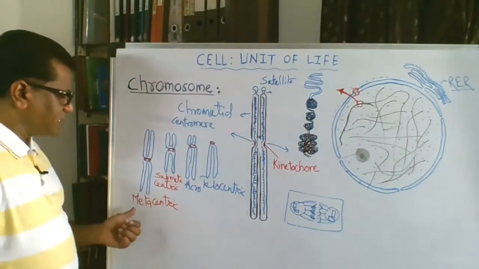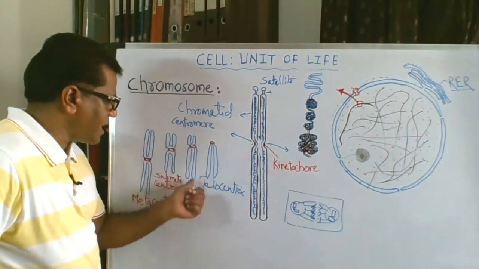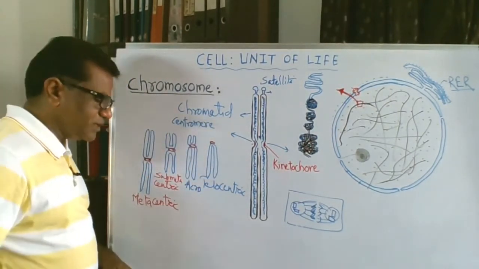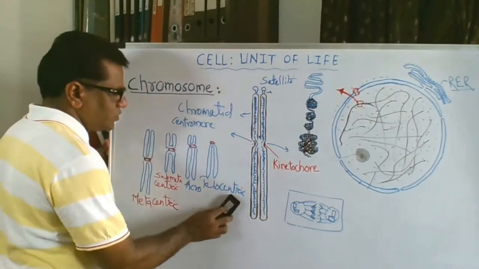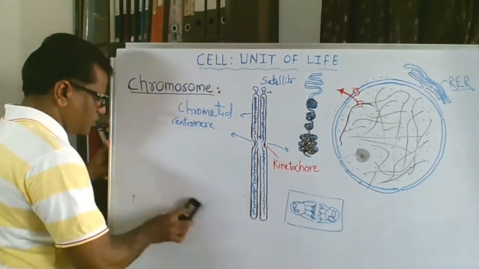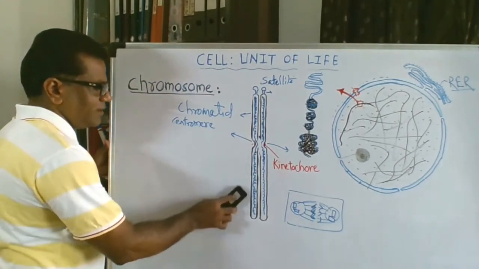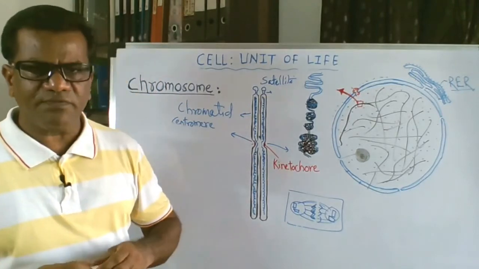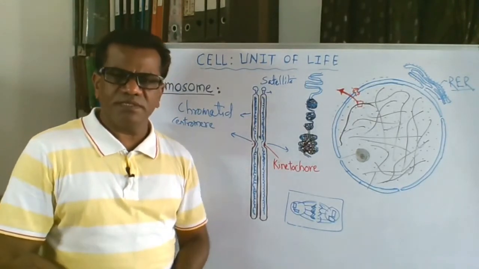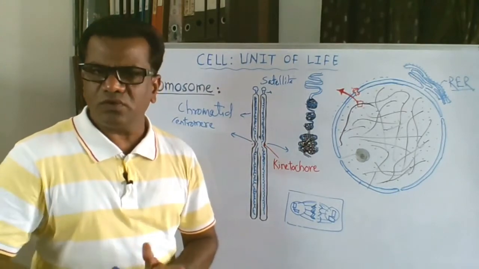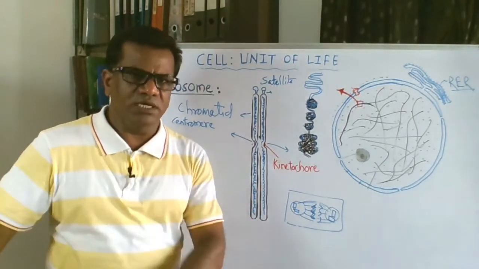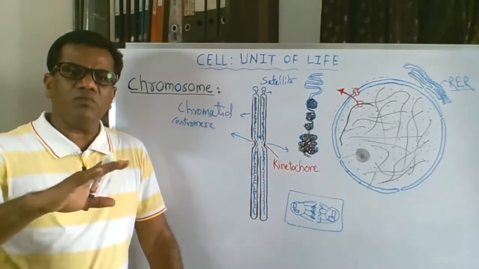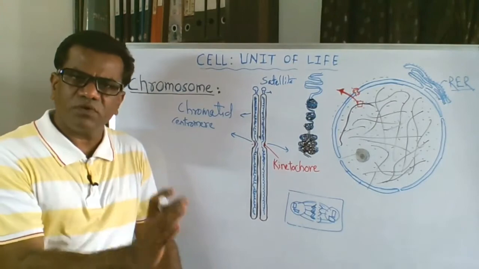So: metacentric chromosome, submetacentric chromosome, acrocentric chromosome and telocentric chromosome. The position of the centromere in the chromosomes is very important because the chromosomes are generally of the same type in each species. We can identify the species on the basis of chromosome morphology. So chromosome morphology does not change within the species. If we talk of Homo sapiens, all Homo sapiens have a similar type of chromosomes.